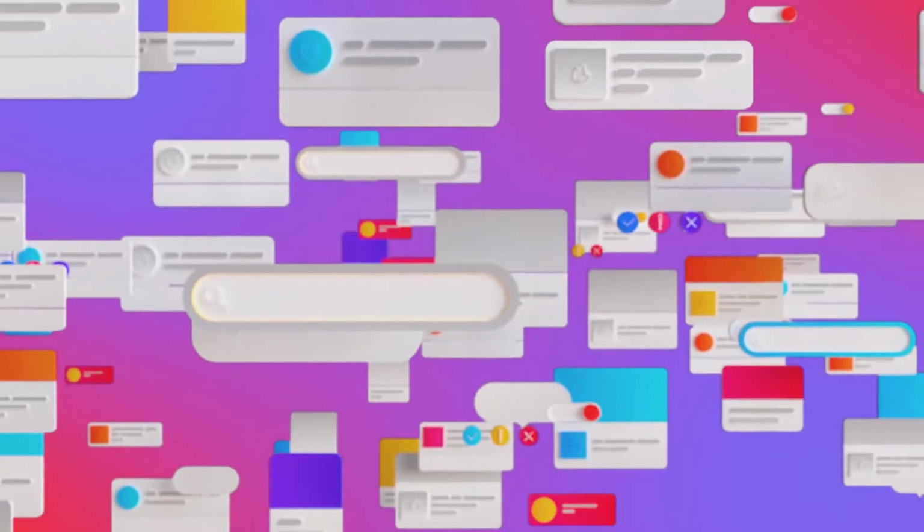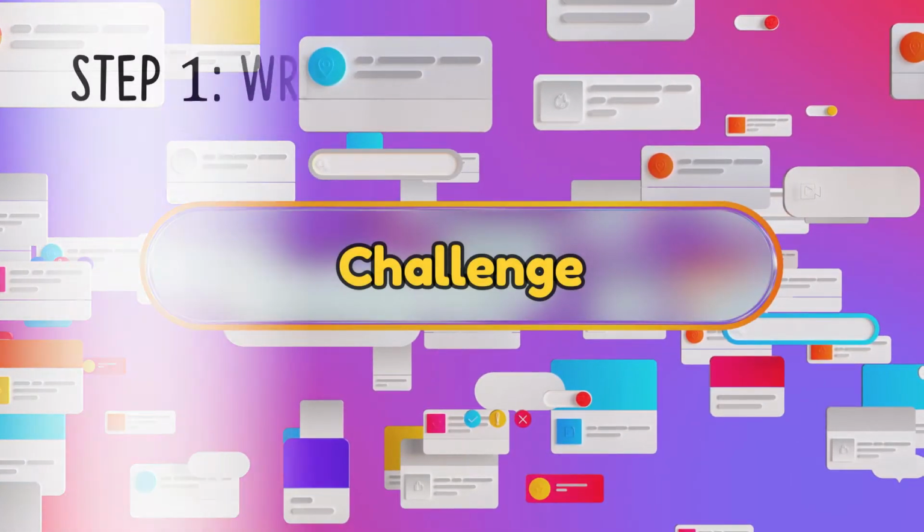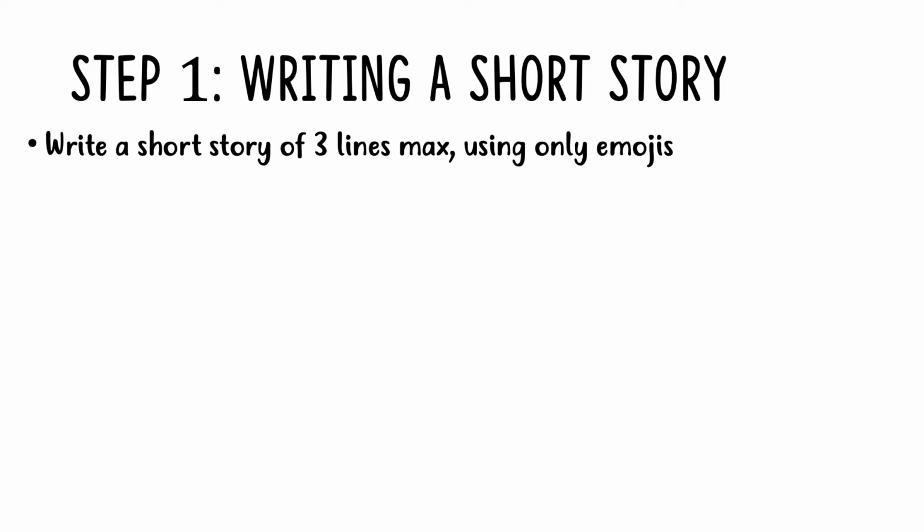Now, let's see the steps of the challenge so you know what to do. Step number 1. Writing a short story. Write a short story of 3 lines maximum using only emojis. Here is an example.